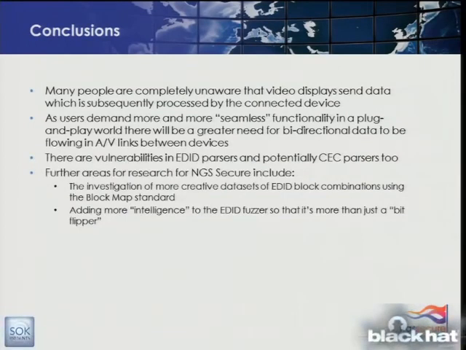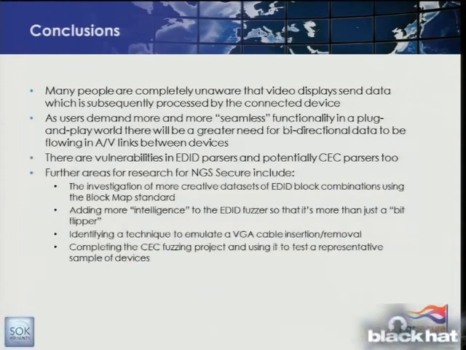Certainly adding a bit more intelligence to the fuzzer. It's a pretty basic fuzzer at the moment that allows you to do pretty simple brute force bit flipping based on different areas within EDID blocks. It'd be quite useful to identify a technique to emulate the insertion and removal of a VGA cable, just for a kind of legacy capability of demonstrating this kind of stuff via VGA rather than via HDMI. And of course, complete the CEC fuzzing project and test it against a whole load of different devices that understand CEC.